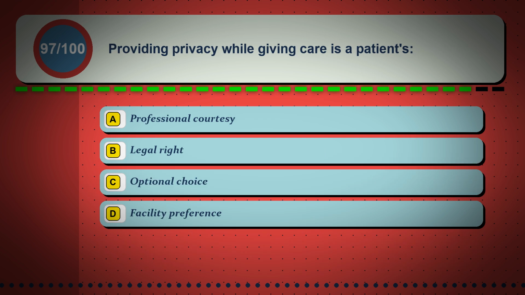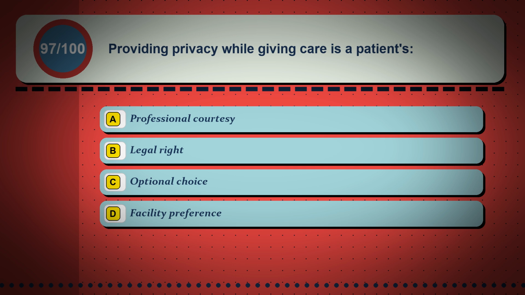Question 97. Providing privacy while giving care is a patient's: Option A, professional courtesy. Option B, legal right. Option C, optional choice. Option D, a facility preference.